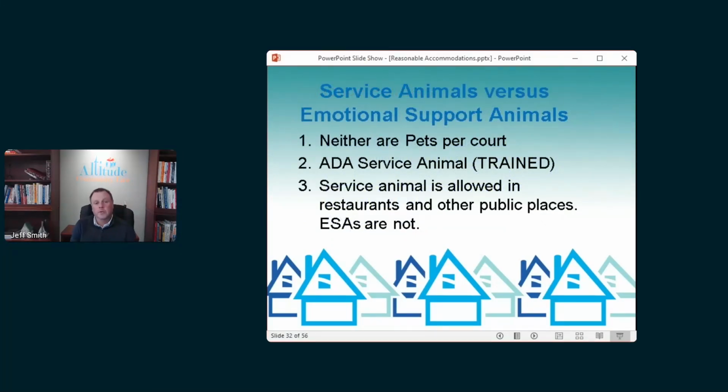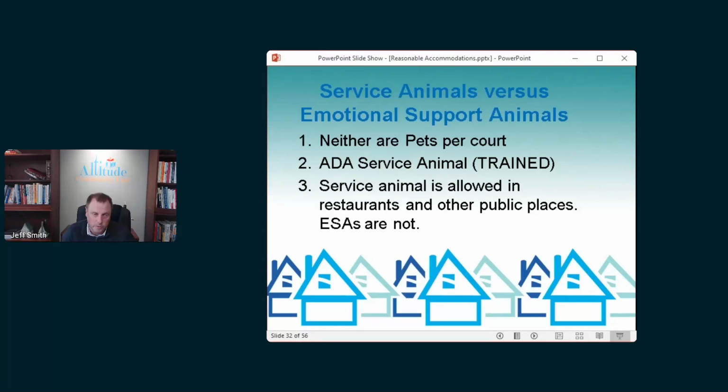So service animals and emotional support animals, I know there's a lot about this in here. It's simply because this is where most of our stuff comes up. Neither are pets per court. The ADA service animal is trained. Service animals are allowed in restaurants and other public places. ESAs are not. Service animals are defined by Title II and Title III of the ADA. Again, it's only dogs or miniature horses.